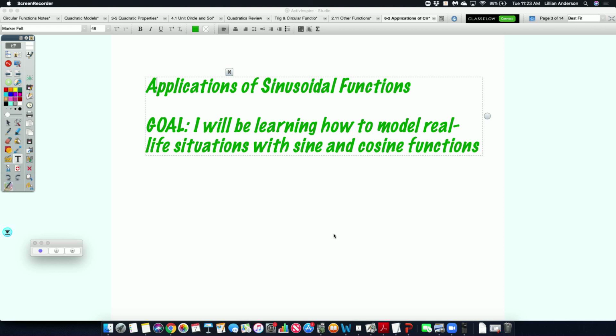Applications of sinusoidal functions, basically your sine and your cosine functions, is what we're going to be talking about today. You guys are going to learn how to apply your skills, your properties, your features of these different sine and cosine functions to model real life situations. That is what we're talking about today. So all those concepts we talked about before break, how to find the amplitude, the vertical shift, the period, the phase shift, all that's going to come back into play with today's lesson.